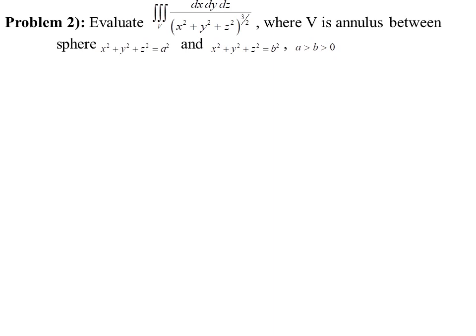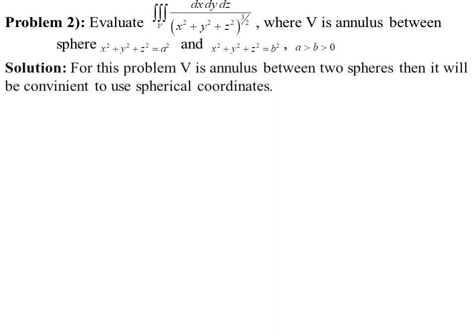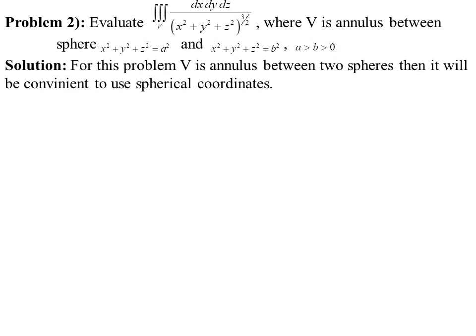So if you are understanding these two spheres, यहाँ पर दो अलग अलग रेडियस के स्पीयर्स के बीच का एनुलस पार्ट हमें कंसिडर करना है फॉर द इंटीग्रेशन. So this annulus part is everywhere in all 8 octants of the 3-dimensional space. So considering this, we will continue. As in this problem, v volume is annulus between two spheres, it will be convenient for us to use the spherical coordinates.